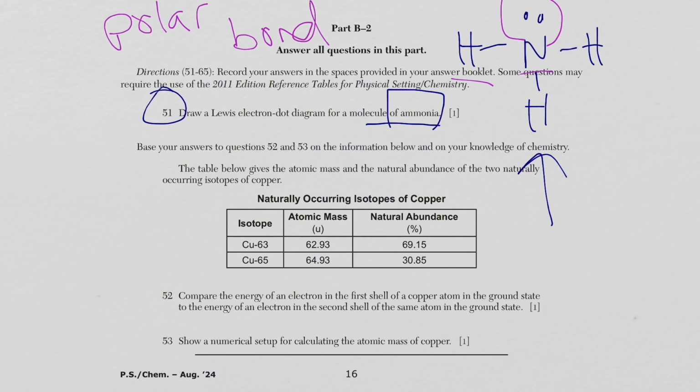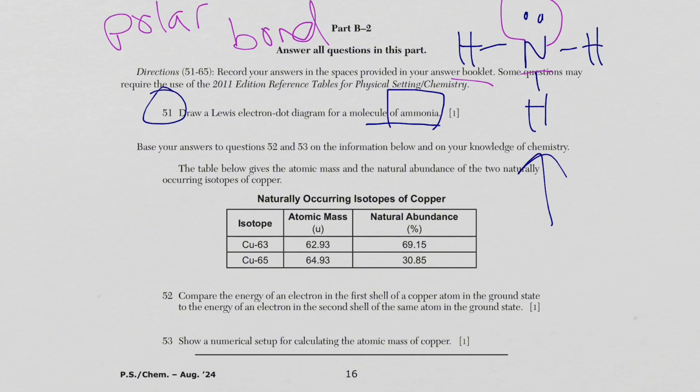The rest of the molecules that you need to know: water, methane, the diatomic molecules as well, and carbon dioxide. Those are the ones right off the top of my head. You need to know how to draw them. You need to know the bonding, and then whether or not the molecule is polar or nonpolar. With that, let's go to 52 and 53.